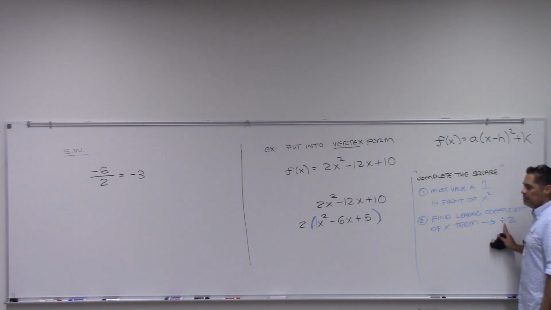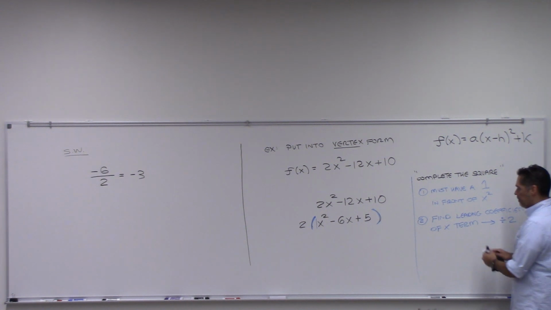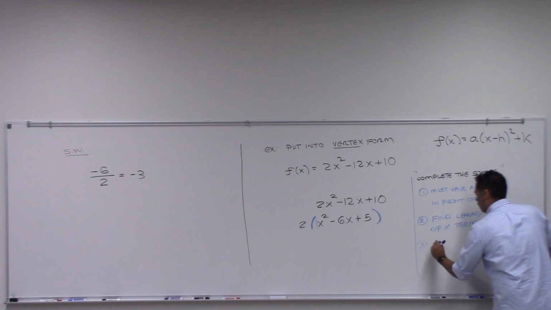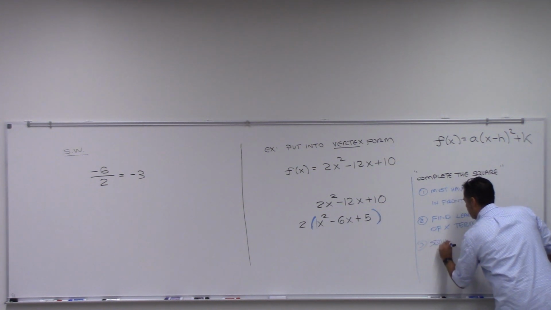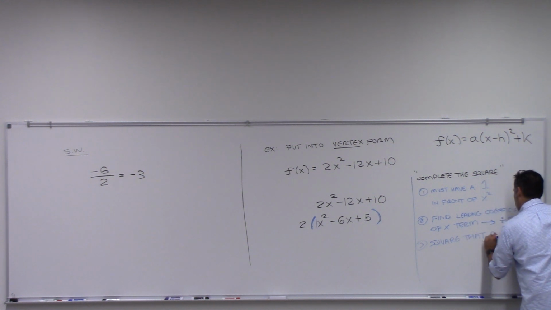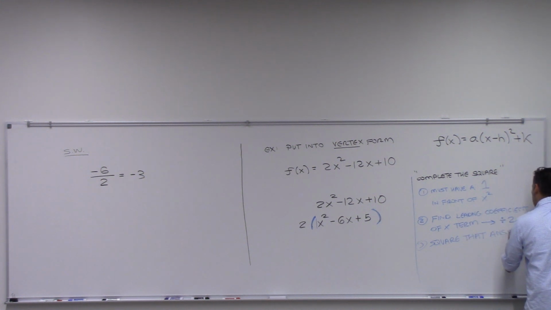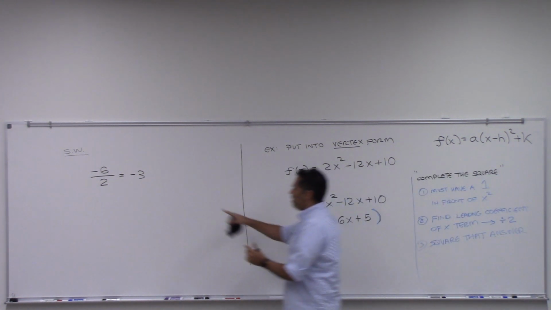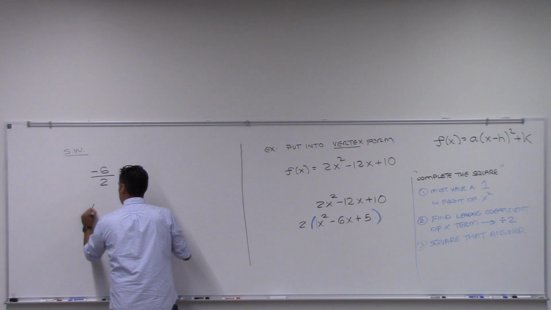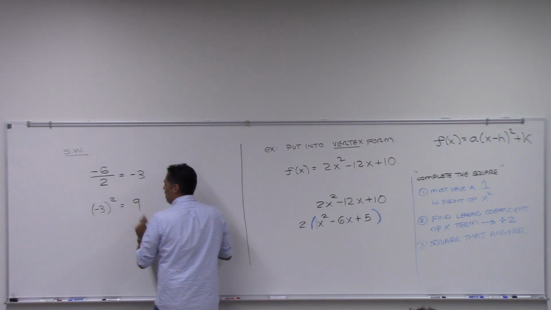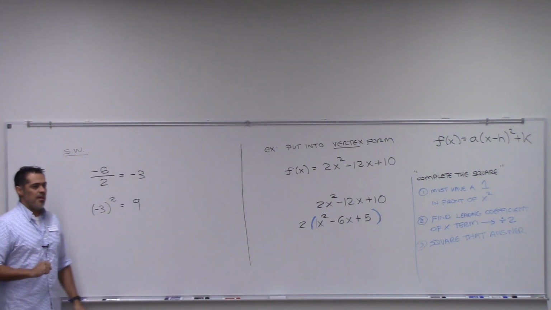Why do you do this? Because that's the procedure, all right? Third step. Square that answer. So the number we just got, we're going to square it, all right? So we're going to take that -3, and we're going to square it. And that gives you 9, doesn't it? -3 times -3 is 9.